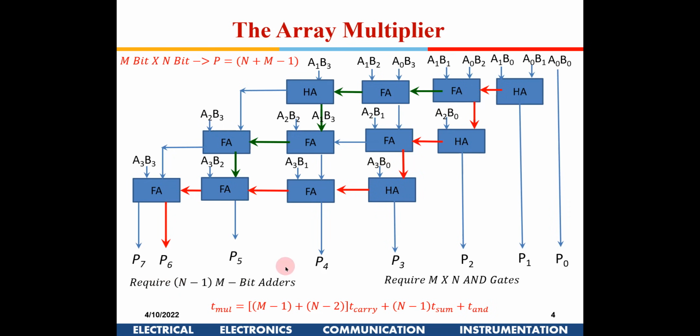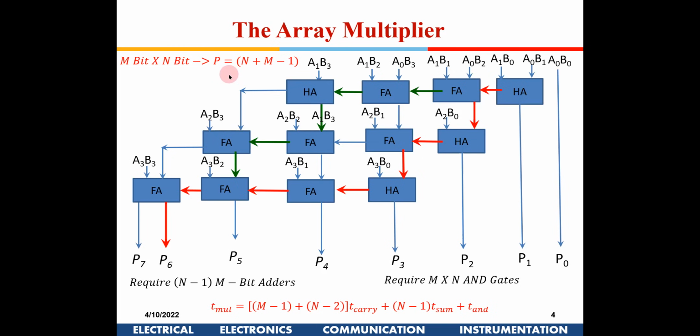Now if you see here, although it is shown like this, in the actual layout, this is a 4-bit adder. This is also a 4-bit adder. This is also a 4-bit adder, because we did a 4 into 4. So how many 4-bit adders are required? n minus 1 m bit adders are required. So you are doing a multiplication m into n, right? So if you are doing it, you require an m bit adder, and if the other size is n, n minus 1 such adders will be required.